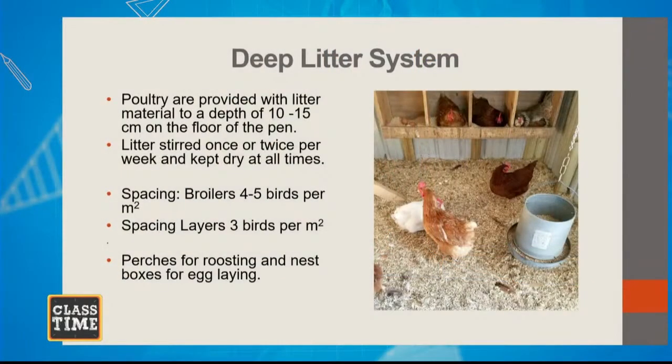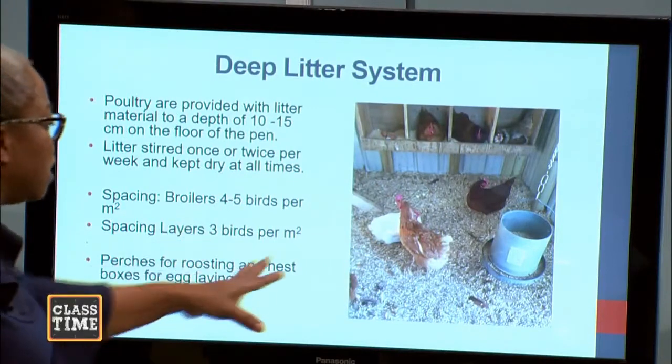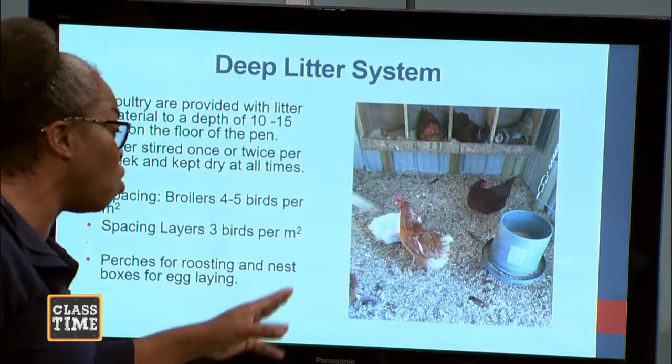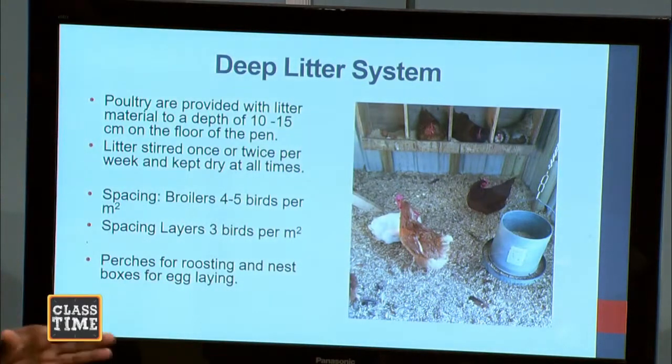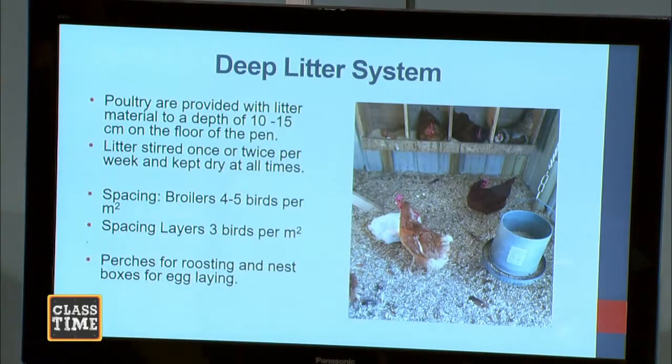Spacing is very important as well. You want to space the broilers, for example, 4 to 5 birds per meter square, and for layers, 3 birds per meter square. And if you're looking at the picture here, you're seeing that this is a deep litter system for layers, and we are saying that the perches must be there for roosting and nest boxes for egg laying, as you can see what they are doing there right now. And you're seeing the amount of space they have, because the layer stays a longer time in the house, up to a year, over a year, so they must have good spacing inside that house. Litter is looking quite dry and healthy, I must say. Good?